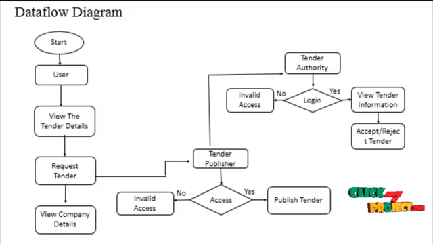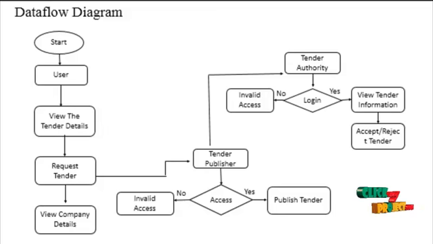Let's see our project data flow diagram. In our project, there are three modules: user, tender publisher, and tender authority. Initially, the tender publisher publishes the tender. An existing tender publisher member directly logs in with his or her username and password. Otherwise, a new tender member is registered, then accesses our system. This published tender detail is directly viewed by the tender authority. He or she only has the right to accept or reject the tender.